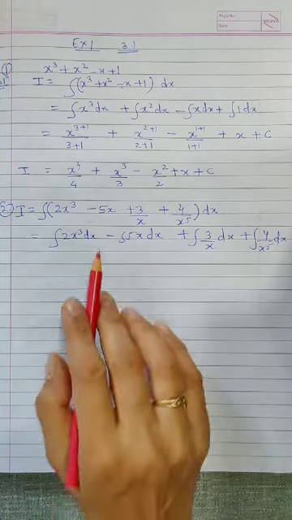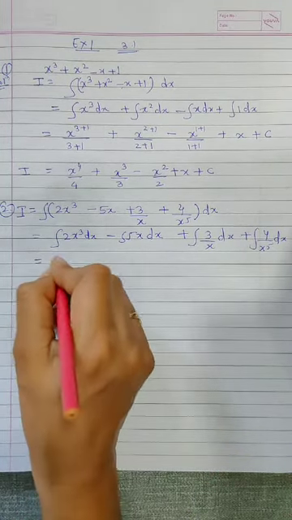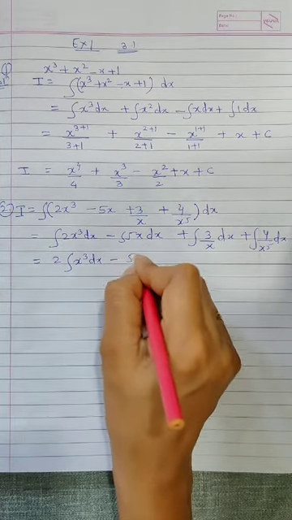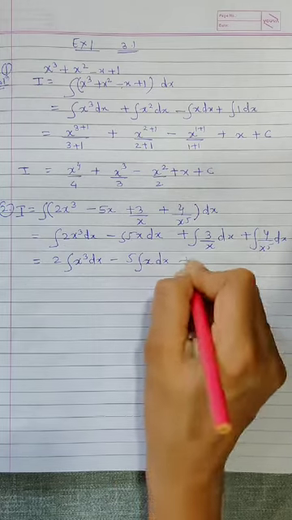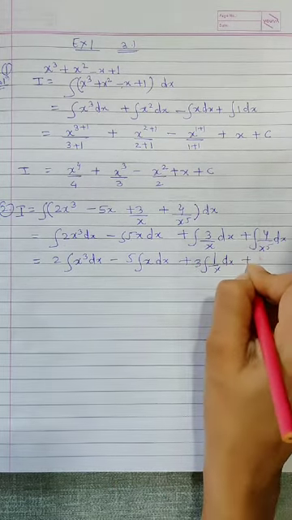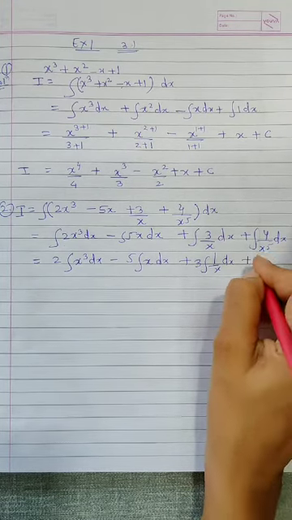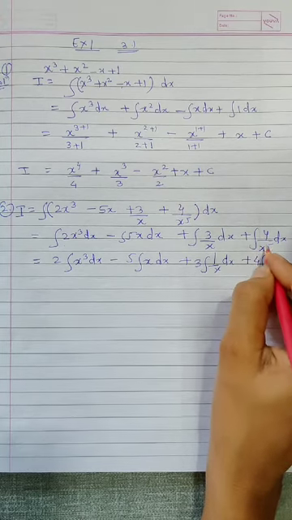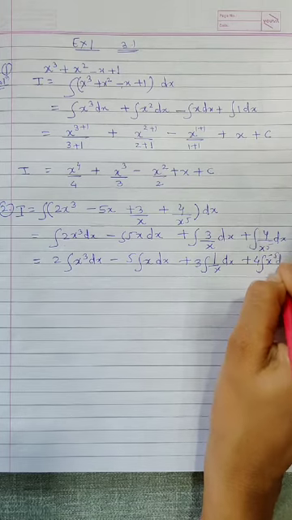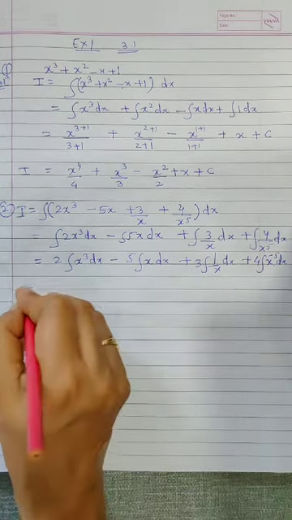Now students, here take the constant terms out of the integration. 2 we take out, so 2 integration x cube dx, minus 5 we take out, so integration x dx. 3 we take out, so integration 1 by x dx, and plus. Now here x raised to 5 is in the denominator. 4 we take out of the integration. Now 1 by x raised to 5 can be written as x raised to minus 5 dx. Always you have to take the power term in the numerator.